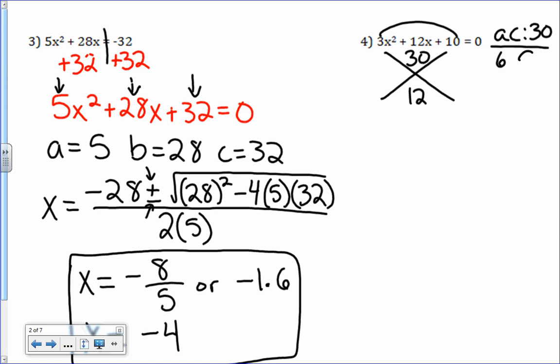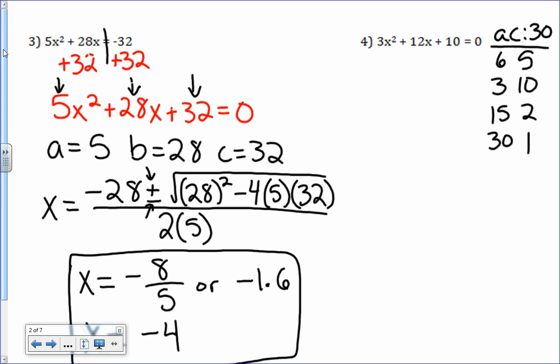You got 6 times 5, 3 times 10, 15 times 2, 30 times 1, but none of those add up to be 12. So you must have to use the quadratic formula to solve this equation. Now the good thing is it's already set equal to 0. So just label A, B, and C.